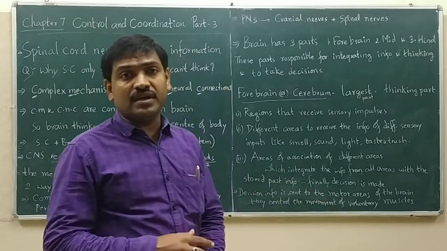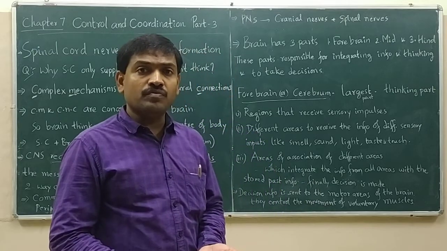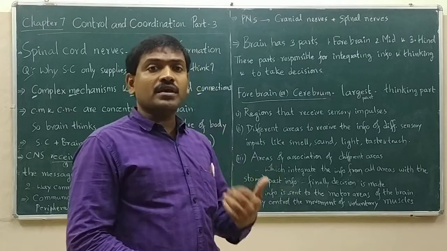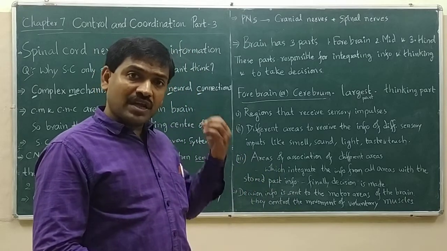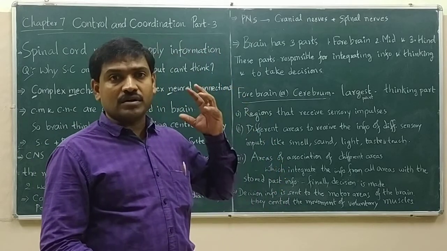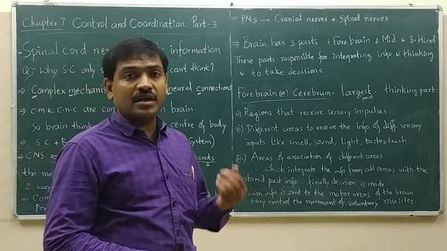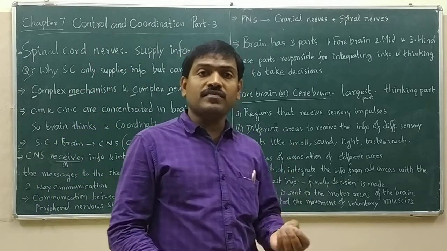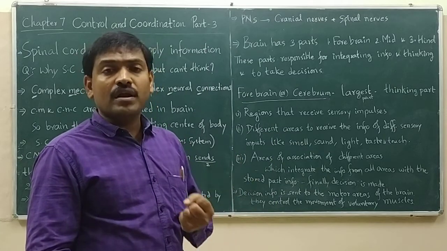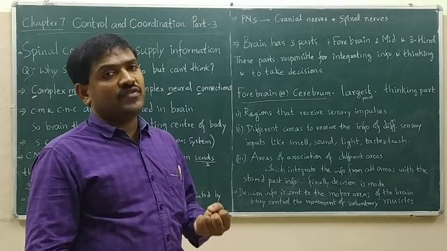So there are two different areas in the brain: sensory areas and motor areas. Sensory areas, what do they do? They take the information from the sensory organs. Motor areas, what do they do? They also take the information, but not from the sensory organs, but from the decision making areas of the brain. Why? Because these motor areas will control and coordinate the voluntary movements of our body.